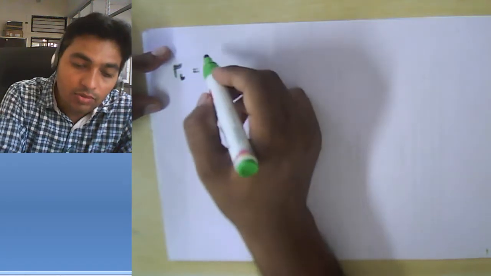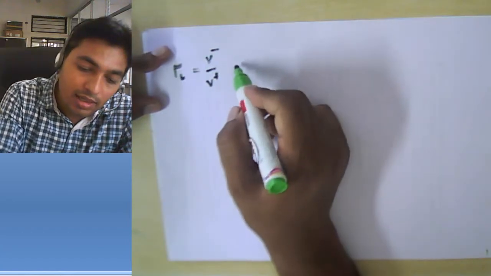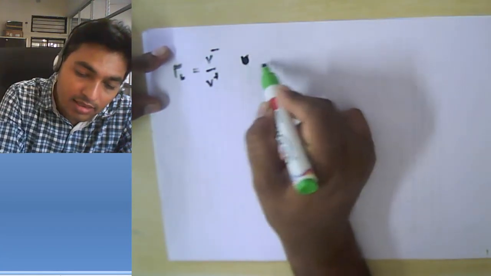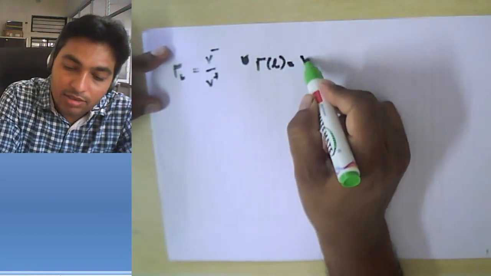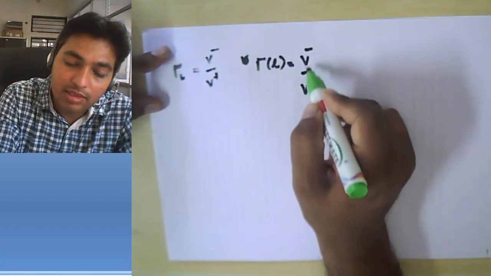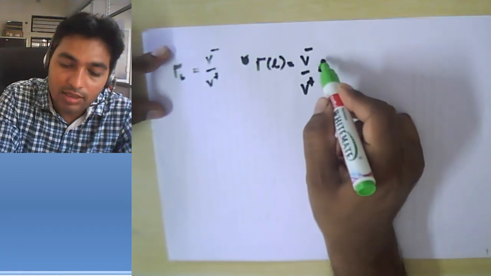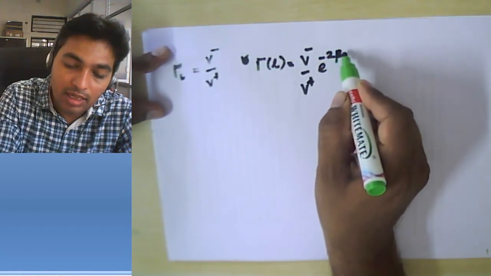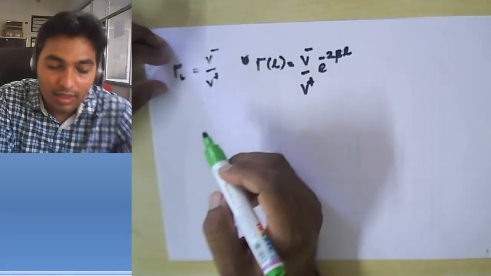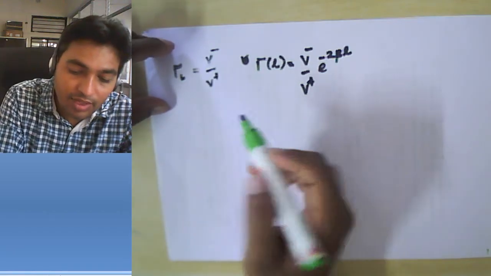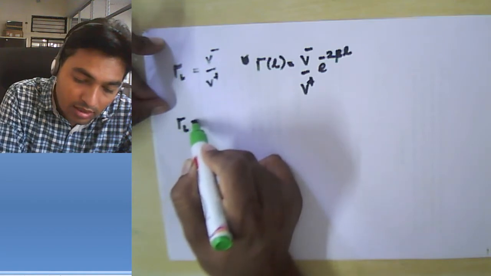That is equal to reflected voltage divided by incident voltage, and if it is the generalized reflection coefficient at any point on the line, then that will be the ratio of V minus divided by V plus, that is reflected voltage divided by incident voltage, into e raised to minus 2 beta L. Now in the last lecture we defined one more parameter.